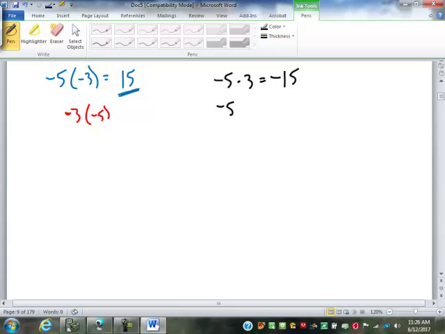So let's keep the negative 5 and change what we're going to multiply by. So we're going to do negative 5 times 2, which is negative 10. Negative 5 times 1 is negative 5. Let's look for a pattern here. We're starting with negative 5 every time. What are we doing to the number we multiply by?